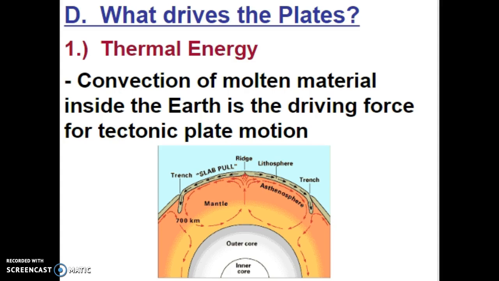This has been Physical Science 2, Chapter 12, Part 1 on Earth's internal processes.